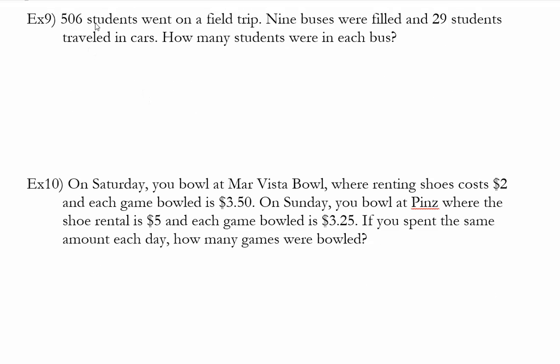Example number 9: 506 students went on a field trip. That immediately sounds like a total, so we're going to put equals 506. Then it shows that 9 buses were filled and 29 students rode in cars. So right there I have a constant, 29 students, plus 9 buses, and then here comes our variable. We have no idea how many students were on the buses, so that's what we're going to figure out with this equation.